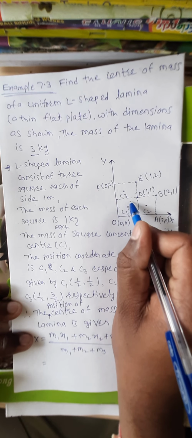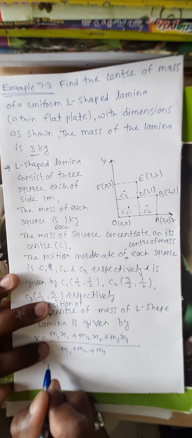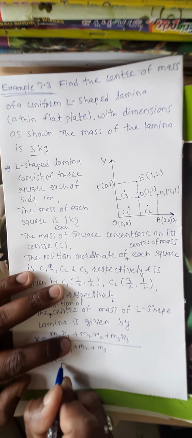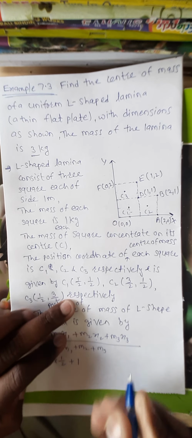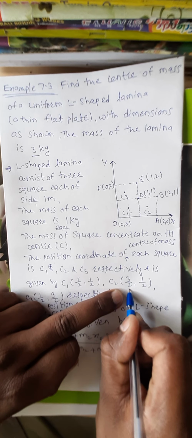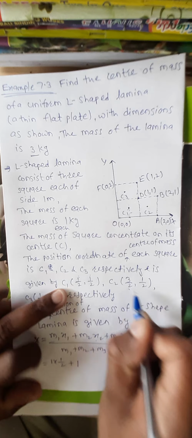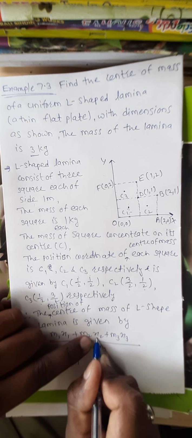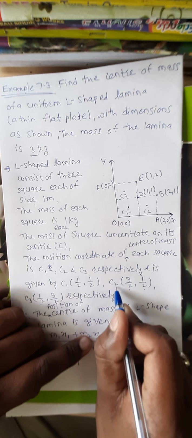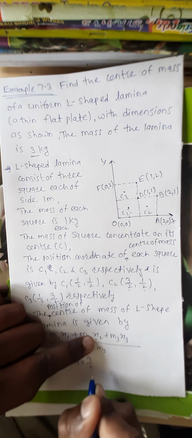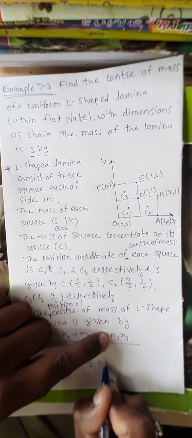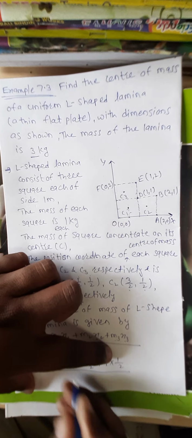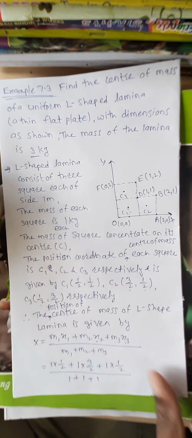Now see, the first square's mass is 1 kg, and the position coordinate of C1 along the x axis is x1 = 1/2. The mass m2 is also 1, with position coordinate of C2 along the x axis 3/2. The mass of the third square is 1, and the position coordinate of C3 along the x axis is 1/2. Here we have x1, y1, x2, y2, x3, y3. And m1 is 1 kg, m2 is 1 kg, m3 is also 1 kg.